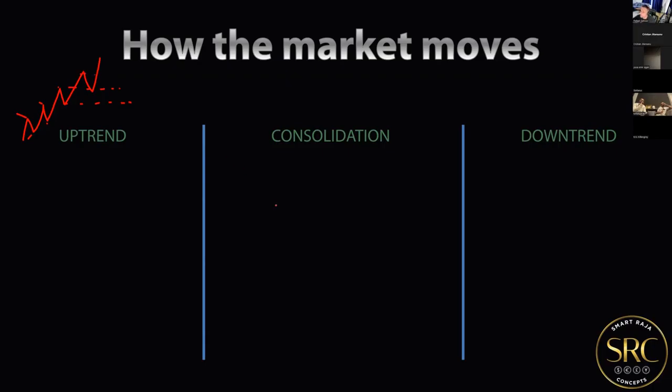In consolidation, the market breaks the higher highs and higher lows, and the lower lows and lower highs, so it basically consolidates. It moves sideways. This is how the market moves in consolidation. Whenever you have a downtrend, it's very simple. In a downtrend, price makes a lower low, a lower high, a lower low, lower high, and so on and so forth. That's how the market moves in a downtrend.